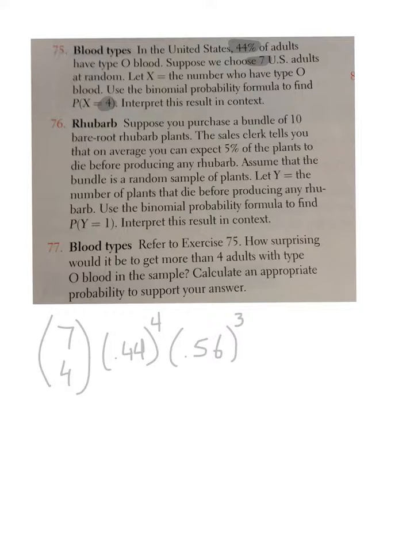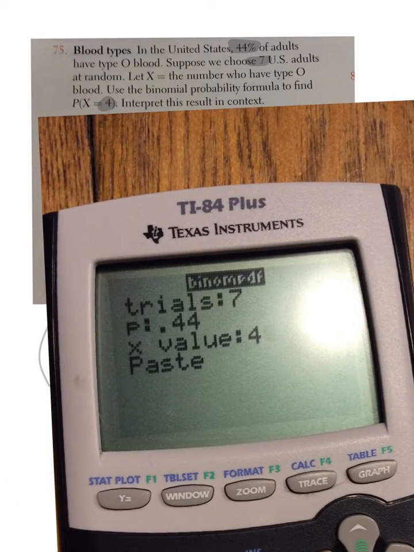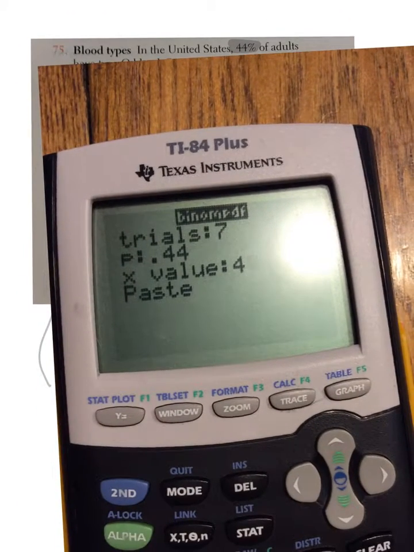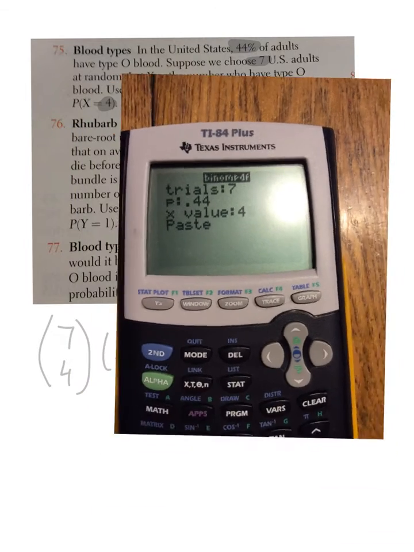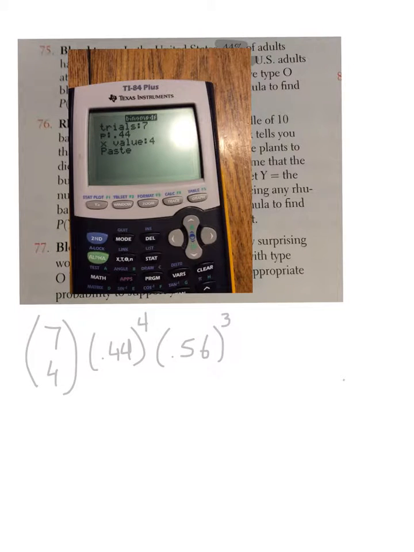The other thing you can do is do second vars and then binomial PDF. So binomial PDF on the calculator looks like this, right here. Trials, 44% type O, we want 4 of them. And either way, whether you do it by hand or with the calculator, you're going to get an answer of 0.23, or about a 23% chance of that happening.